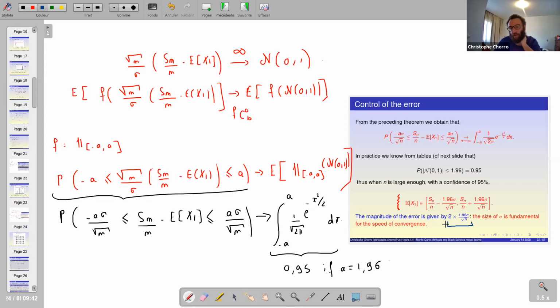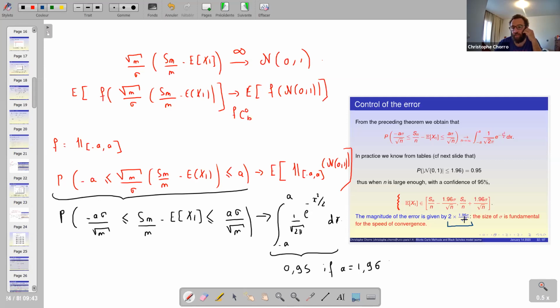And of course, what I remark is that when n becomes bigger and bigger, the size of the confidence interval goes to 0, because this term goes to 0 when n goes to plus infinity. And I also remark that the size of sigma is fundamental in order to control the size of my confidence interval. For a fixed n, the length will be driven by the size of the standard deviation.